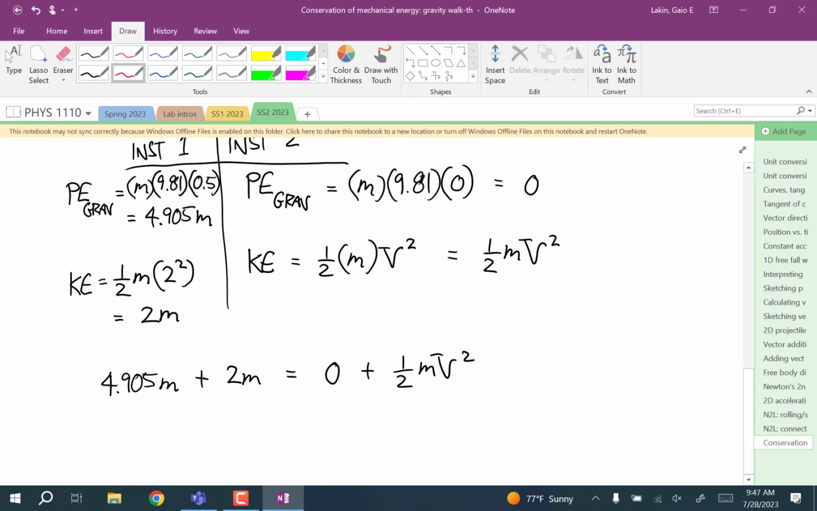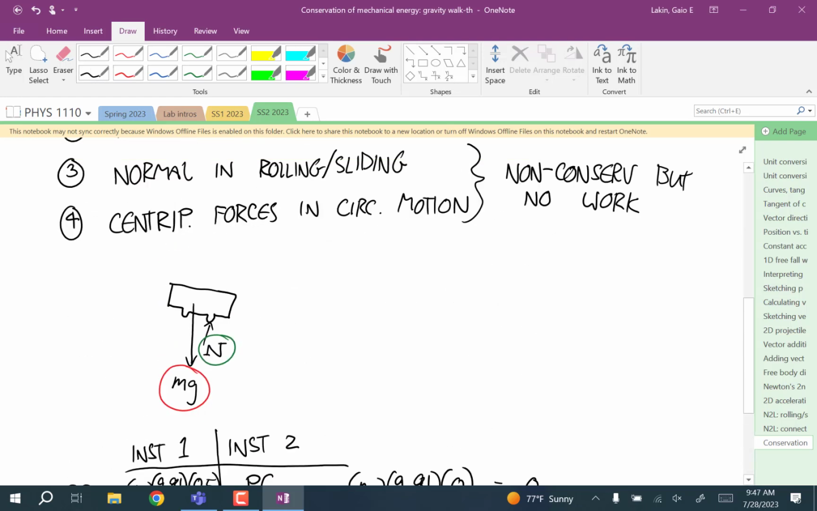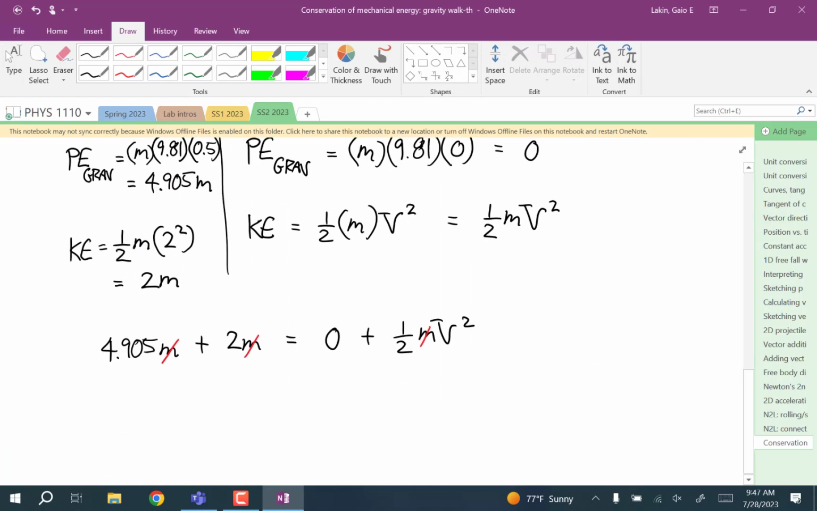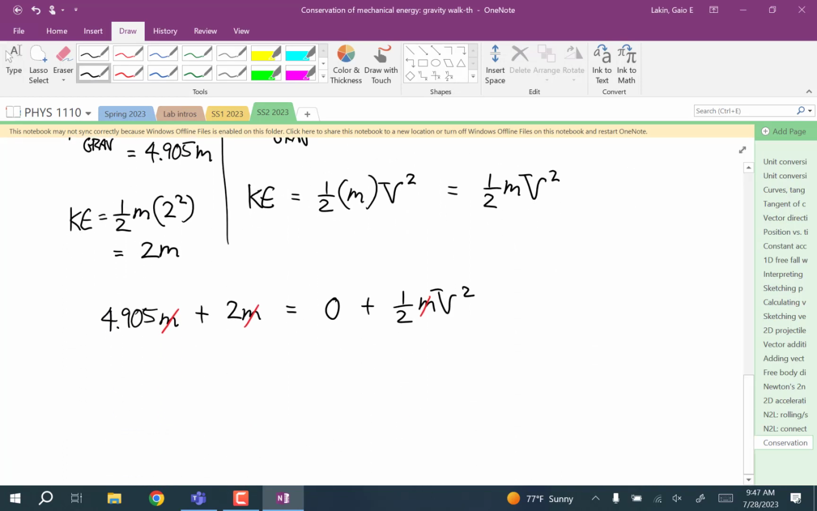Okay, the first thing you have to notice is that you can divide m from both sides. So all the m's go away, and what that says is that the mass of this thing doesn't matter. Which is good, because I didn't tell you what the mass is. It could be 50 kilograms, half a kilogram, whatever. The answer would be the same to this problem. And so we have 6.905 is equal to 1/2 v squared. Multiply both sides by 2, and you get that v squared is equal to 13.81.